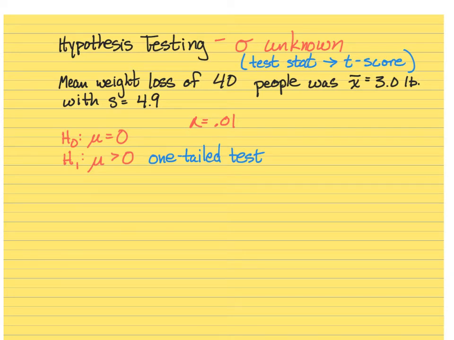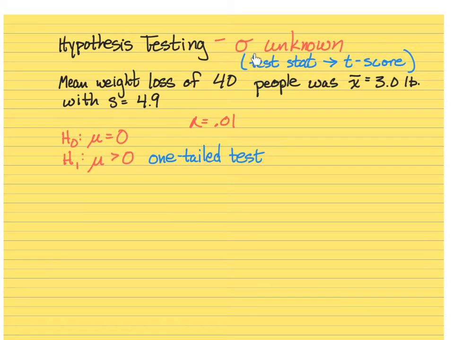So moving on. We have our null and our alternative hypothesis. And real quickly, although I've already said it, here's the sample data. We went and got 40 people on the plan, and we found that they had an average weight loss of 3 pounds. That was their sample mean, and the standard deviation from their sample was 4.9.